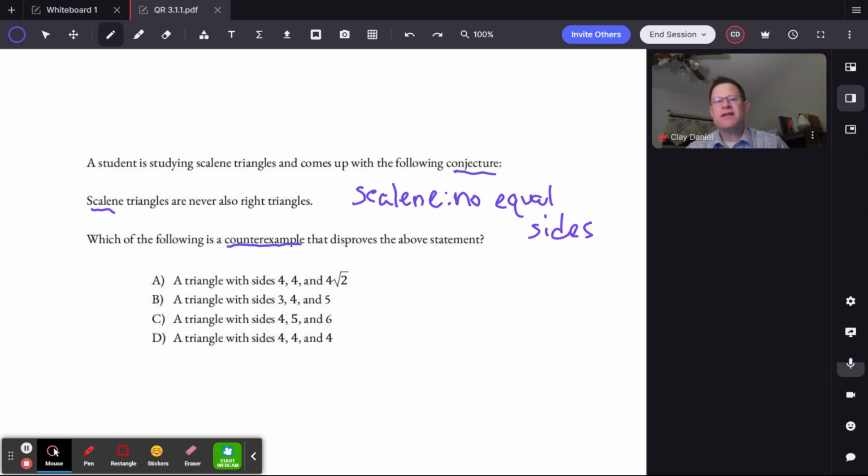So this student is suggesting that if a triangle is scalene, that is, that it has no sides that are congruent to each other, it can never also be a right triangle. Now let's think about the formal logic aspects of this, the kind of if-then nature of what's going on. If we want to find a counterexample, we have to be careful how we do that.